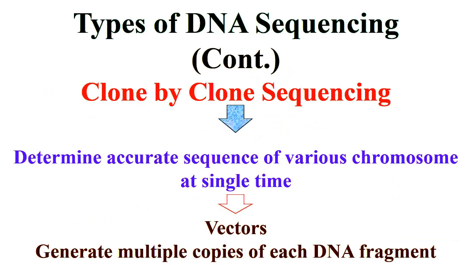On the other hand, clone-by-clone sequencing is a type of DNA sequencing. It determines the accurate sequence of various chromosomes at a single time, using vectors to generate multiple copies of each DNA fragment, as mentioned in the next slide.